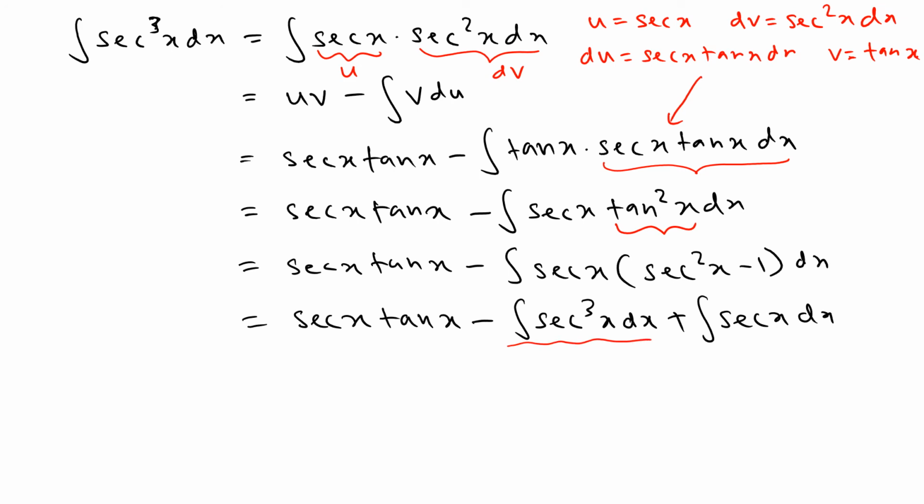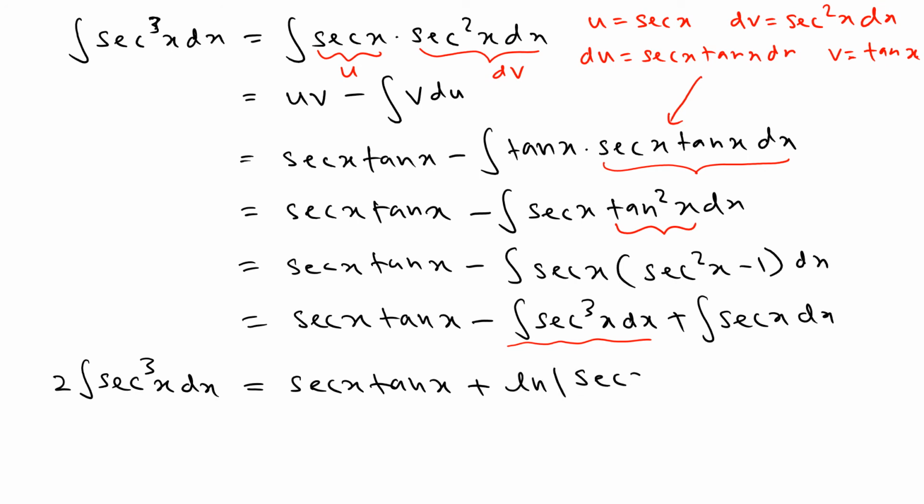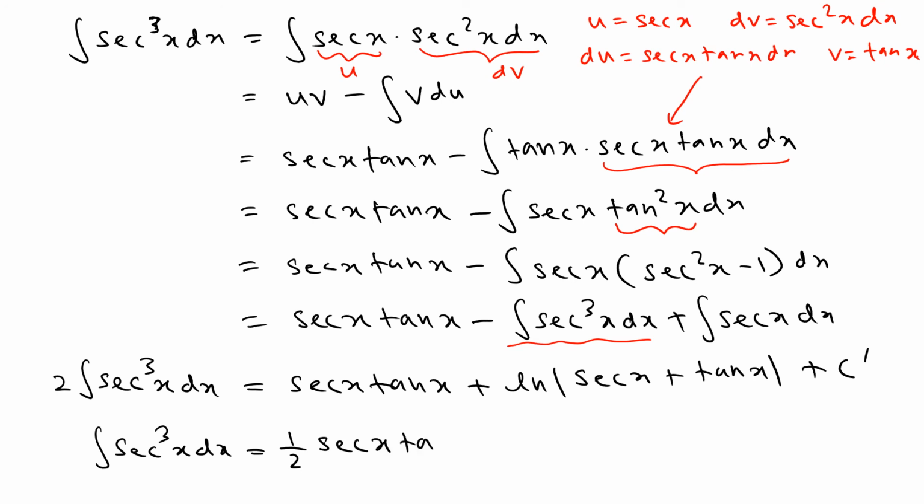So secant cube you're going to bring to the other side. This one we already know. If you bring it to the other side, we have 2 times the integral of secant cube x dx equals secant x tan x plus, since we know the integral of secant x dx is natural log of secant x plus tan x, plus c prime. Now we can divide both sides by 2. So if you divide both sides by 2, you get the integral of secant cube x dx equals 1/2 secant x tan x plus 1/2 natural log of secant x plus tan x plus c, where c prime over 2 I'm going to call c.